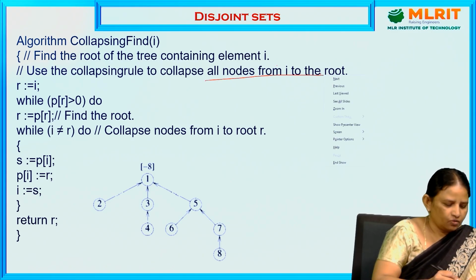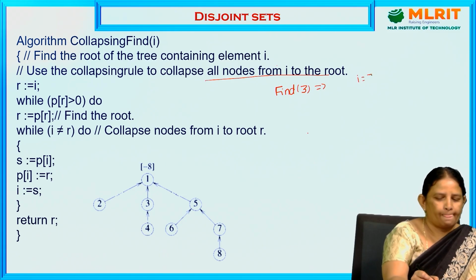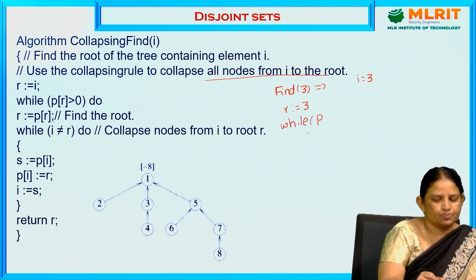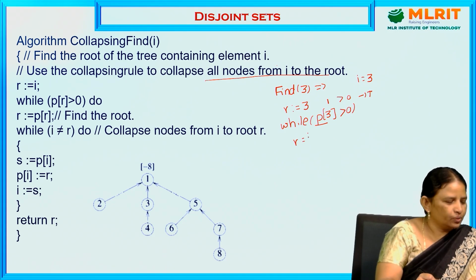Suppose I want to find of 3. Here I equal to 3. Then R equal to I, means the I value is assigned to R, so R equal to 3. Next, while P of R, means parent of 3, greater than 0. What is the parent of 3? It is 1. 1 greater than 0, condition true. Then R equal to P of 3. That means R value is 1.